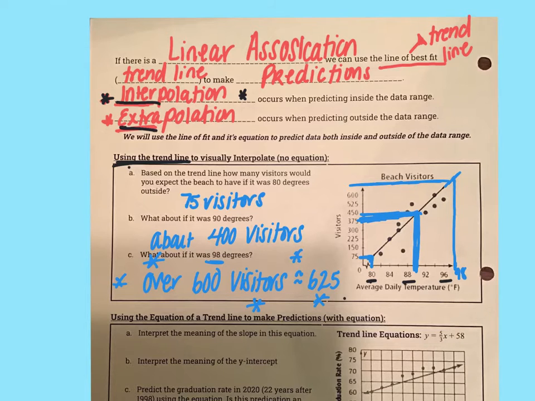Because I feel like B, I was off a little. It might be closer to about 450. As long as you're close, that's all that matters. Again, once you're using your trend line, you're no longer caring about dots. I'm caring about my line.